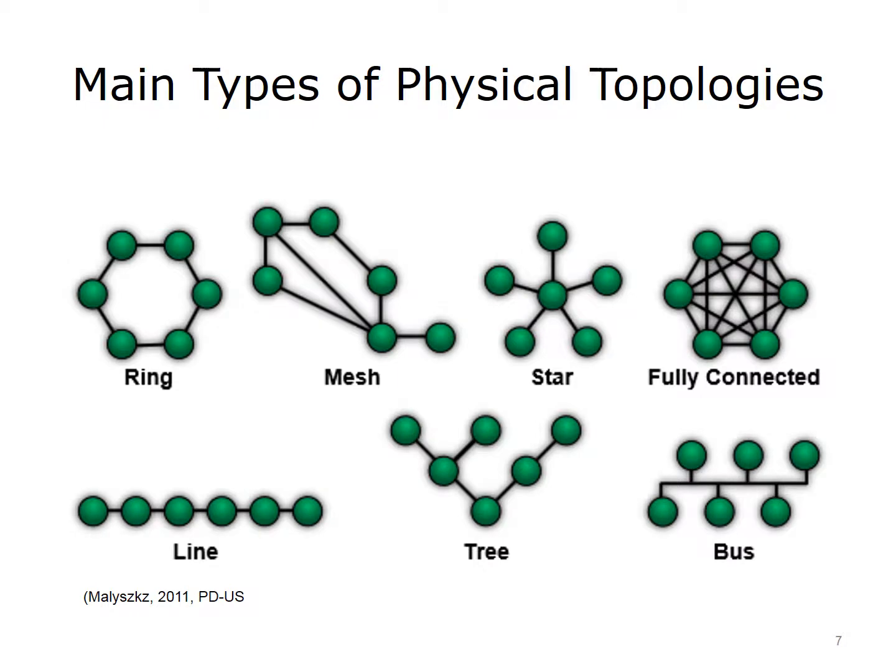First, consider physical topologies. There are many physical topology types. The main types are shown in the figure on the screen: ring, mesh, star, fully connected, line, tree, and bus topology. The next few slides show some of these in more detail.